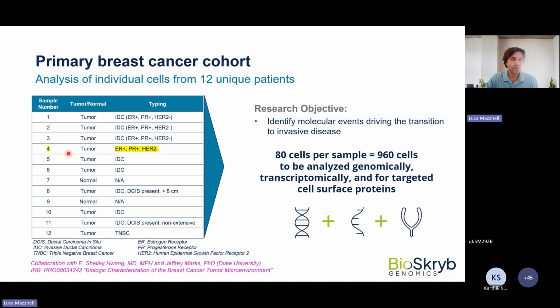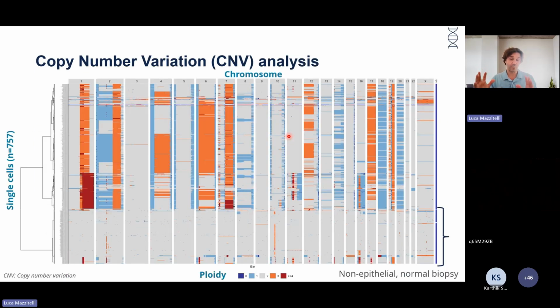I want you to notice sample number 4, which was typed as ER positive, PR positive, and HER2 negative. So we'll come back to this. So 80 cells per sample. First approach, and they used ResolveDNA. The first approach is, okay, let's do shallow sequencing, and with shallow sequencing, after whole genome amplification and sequencing, we are able to detect the copy number variation profile of each single cell that you see here at the side. And you see here the different chromosomes on the top.